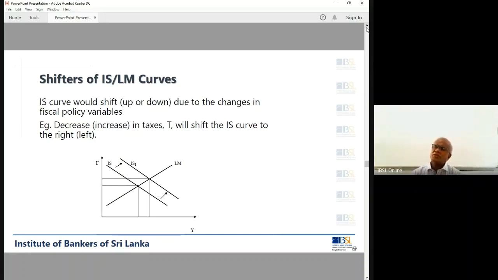Why is that? When the government cuts tax rates, what will happen? People will have more money. Businesses will have more money to spend. So their demand increases, aggregate demand increases, the economy's production of goods and services increases. That's why GDP increases. When the government decreases taxes, the IS curve shifts to the right. If the government increases taxes, IS shifts to the left.